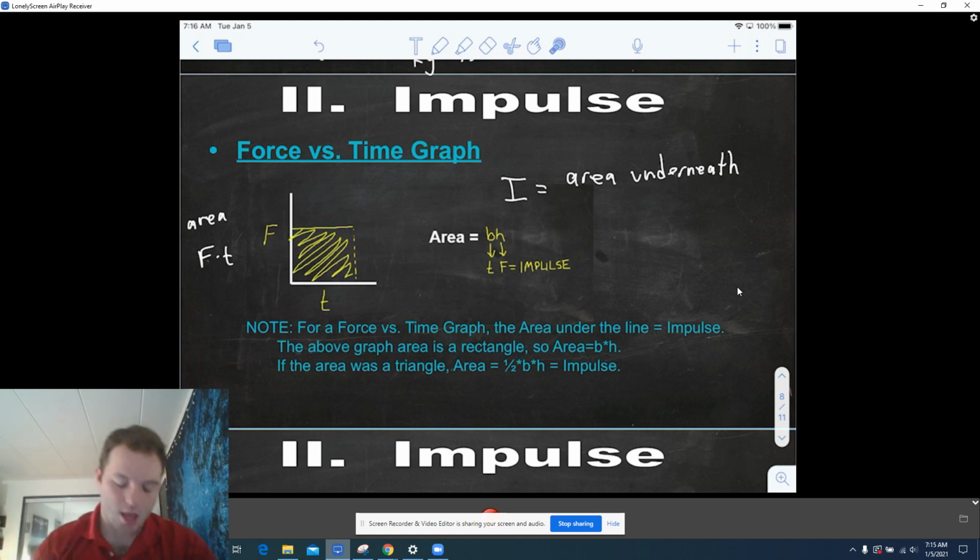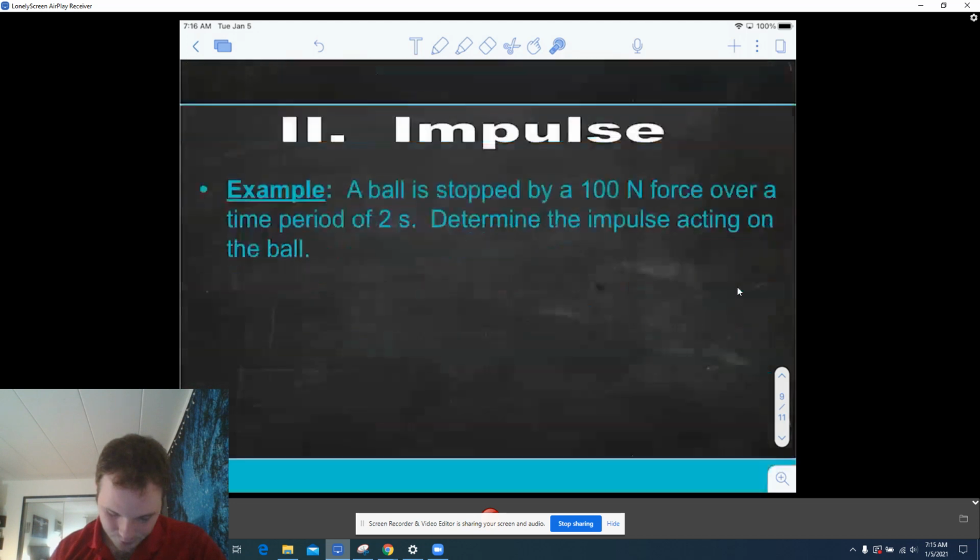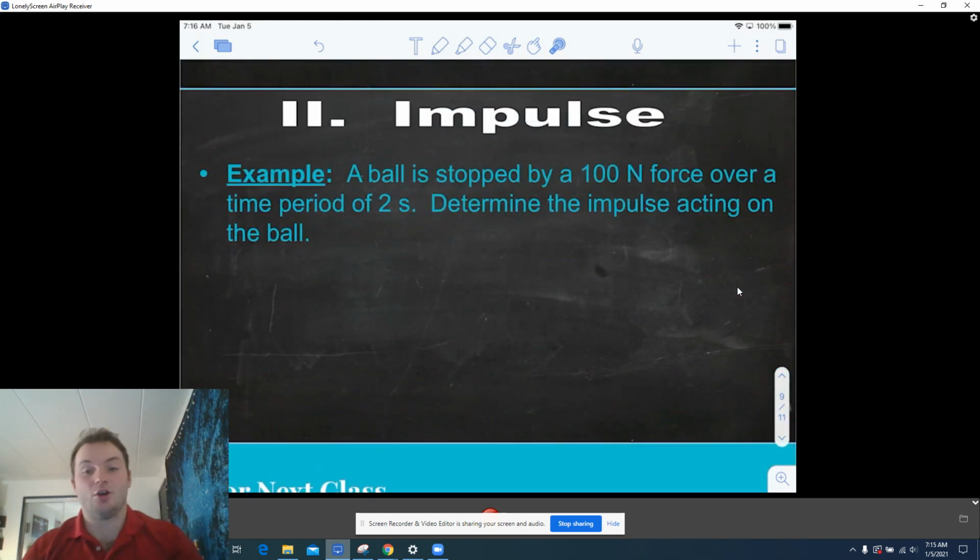So big key here, if you're tracking the force over an amount of time, the area underneath the curve for a given time is going to give you the impulse. So here, you got the base of this square times the height of this square, which would give you the impulse from 0 to some time t. Remember, if it's a rectangle, you just have base times height. If it's a triangle, you have 1/2 base times height. Those are just area equations. It also might be a weird shape where you have to cut it up like we did before with triangles and rectangles.